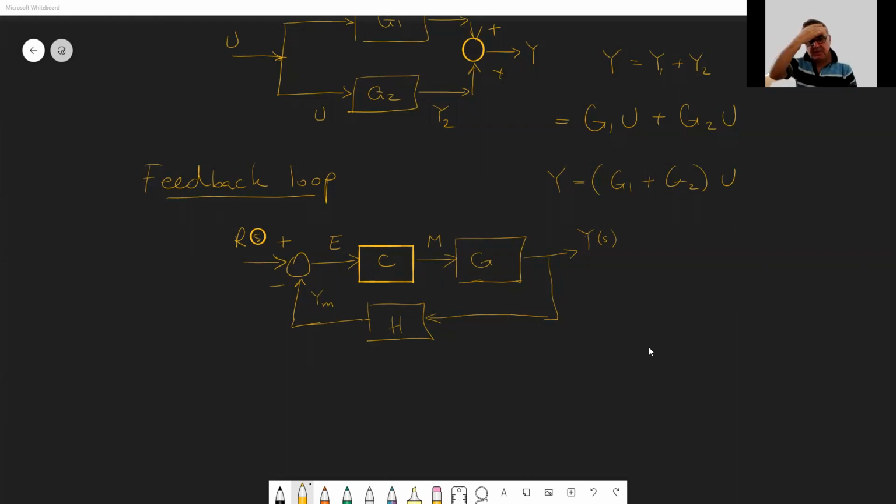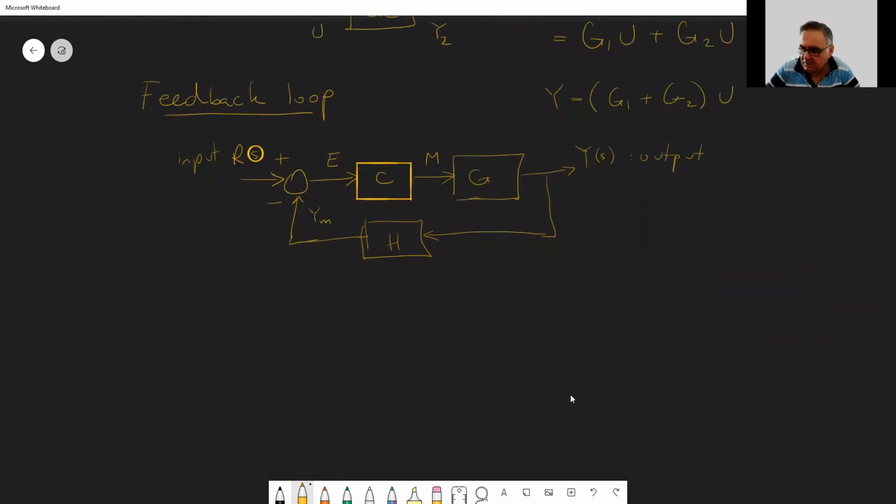All right. So I have introduced the signals. This is the error signal. This is the so-called manipulated variable. This is the output. And this is the measured output. We want to find out the transfer function between the input R and the output Y. So we will go step by step.